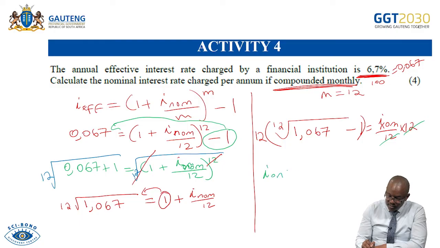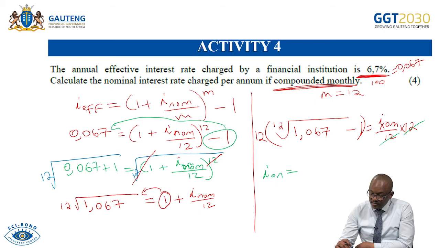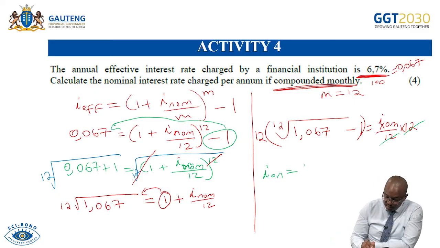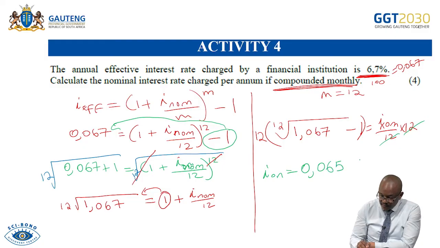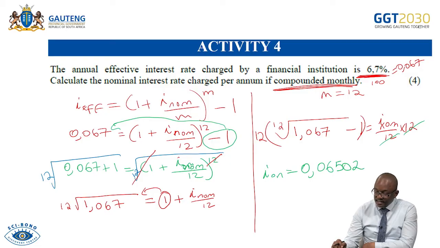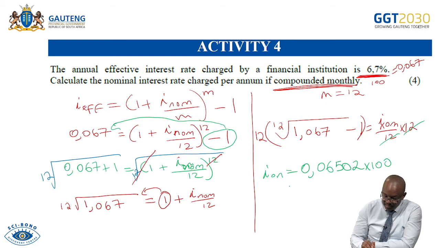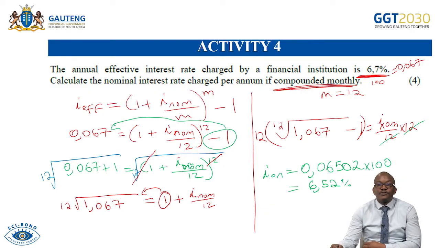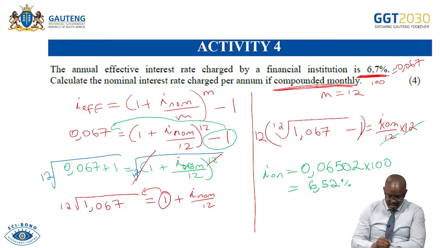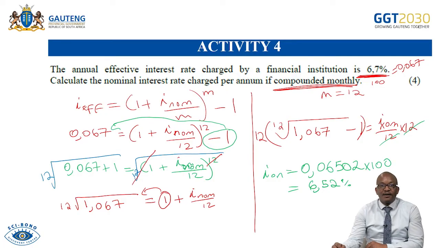So now for your I-norm, as we punch the calculator, you are going to have 12 times the 12th root of 1,067 minus 1. So now you will have 0,06502, correct? Then we multiply that by 100, and as you multiply it by 100, it will give you 6.52%. That's how you calculate your nominal interest rate. I hope you have got that one right. That's basically what you should be doing when you are required to calculate the nominal interest rate and effective interest rate.